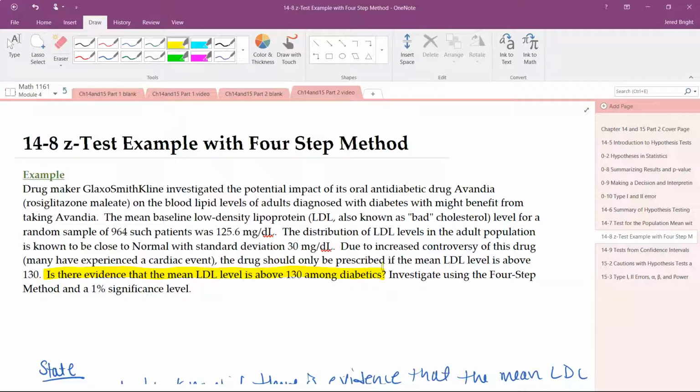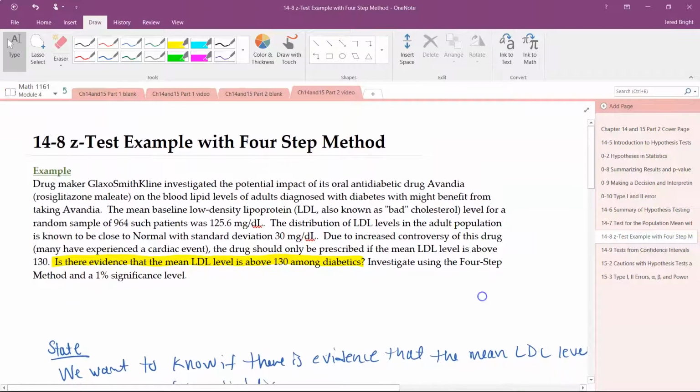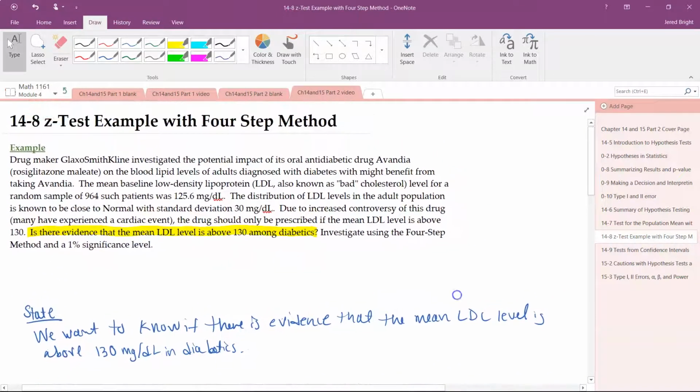If you need to review the components, please do. I'm going to press on. I do have everything annotated, so pause the video as you need to copy things down or let it sink in. So in the state step, we're just stating what we need to investigate, and the thing that we are investigating is if there's evidence that the mean LDL level is above 130 among diabetics. That's the highlighted question, just framed as a statement.